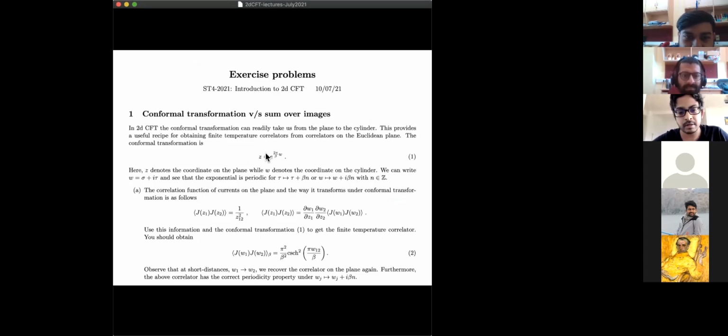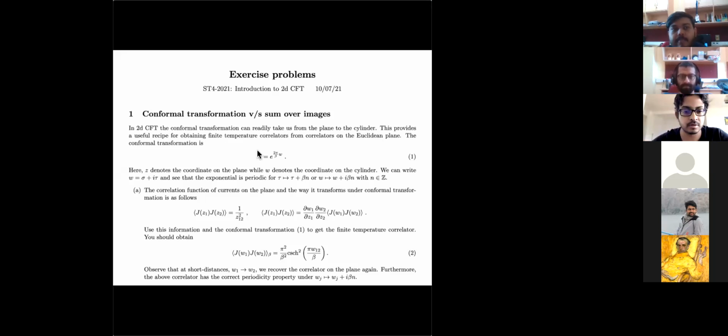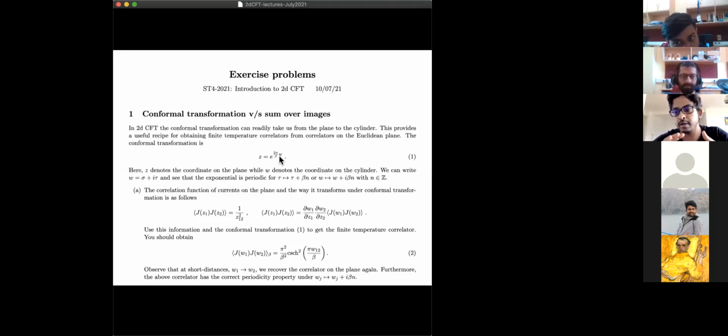So we saw that conformal transformations are useful in order to calculate various correlators. This is an example which will allow us to calculate the finite temperature correlator. So the 2-point function of currents is given by this formula, as we saw earlier, and it transforms under conformal transformations in this way. Now you can directly use this conformal transformation in order to arrive at the finite temperature correlator. And that's going to take this form.